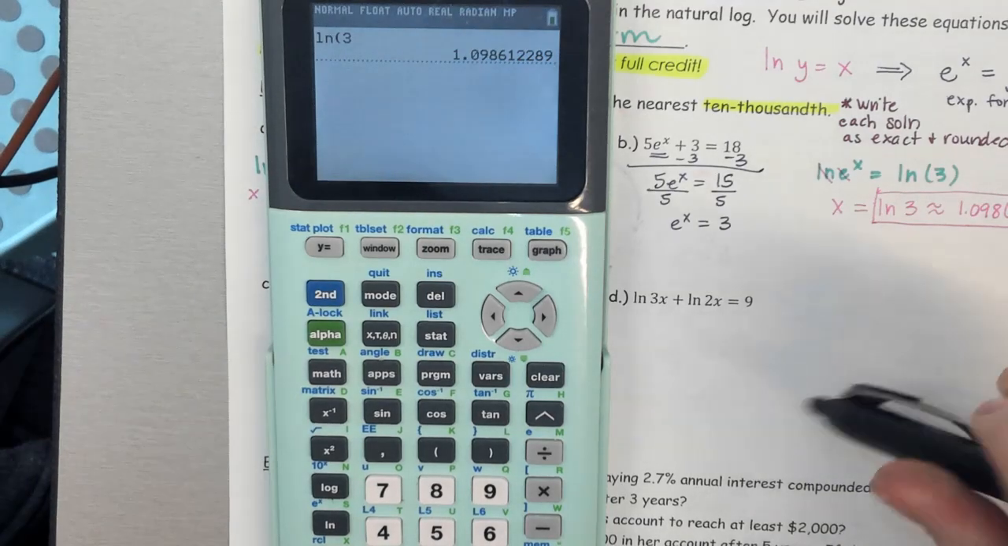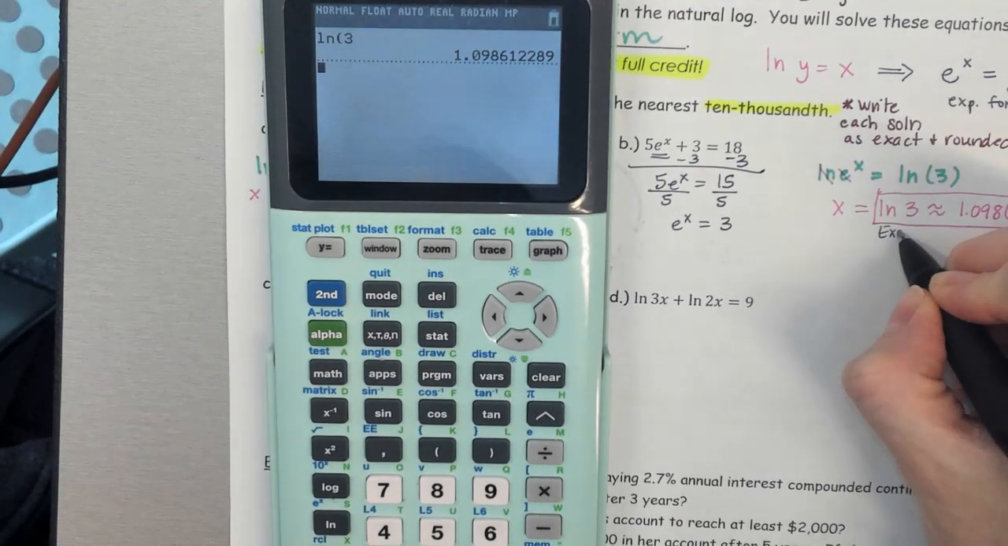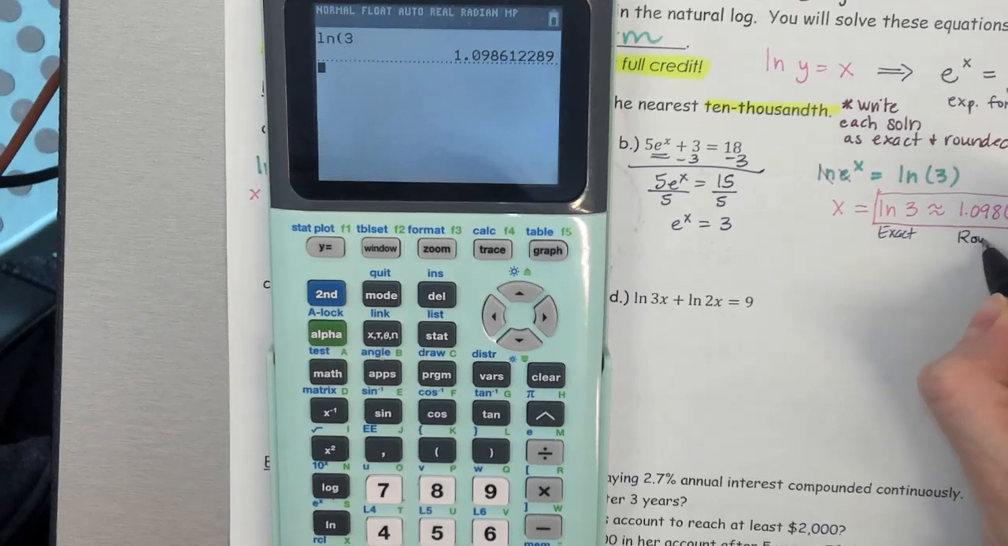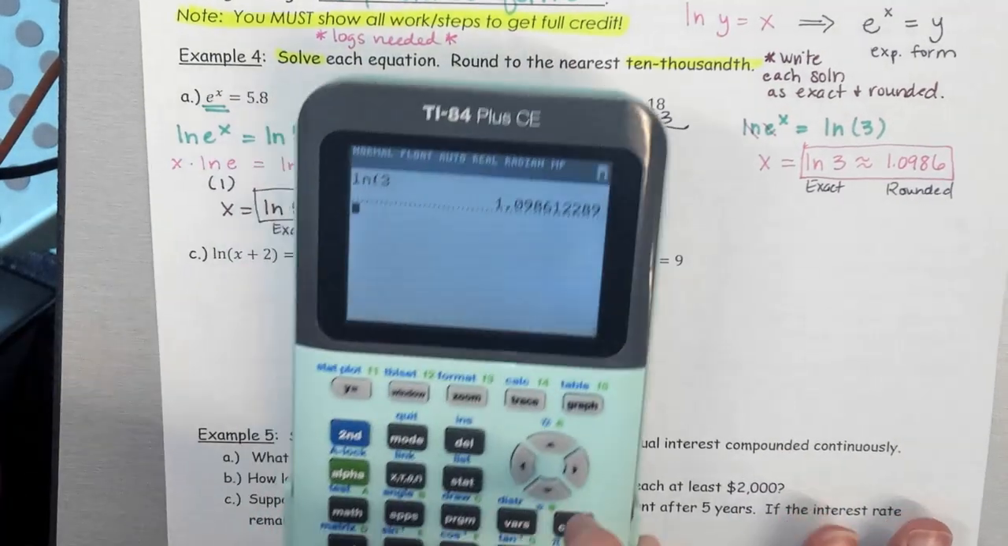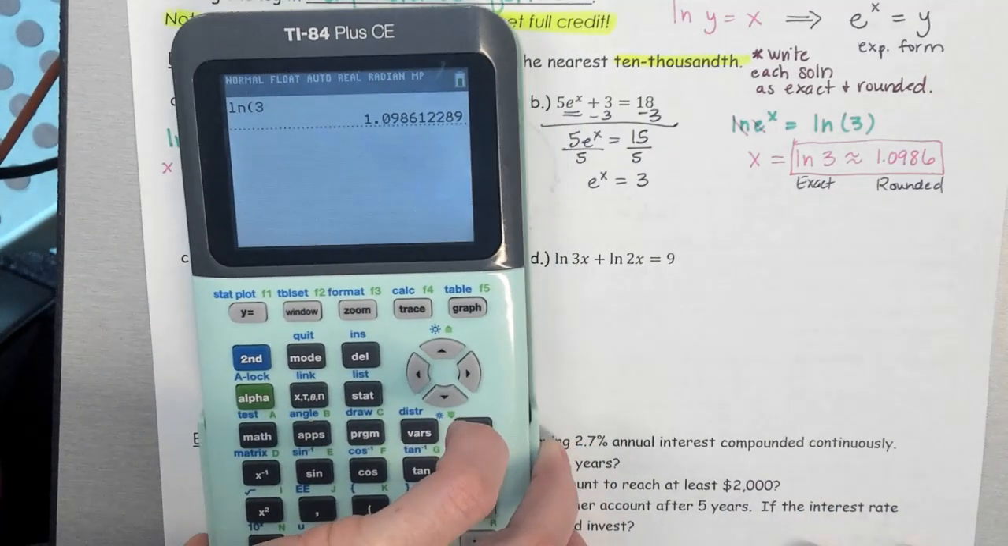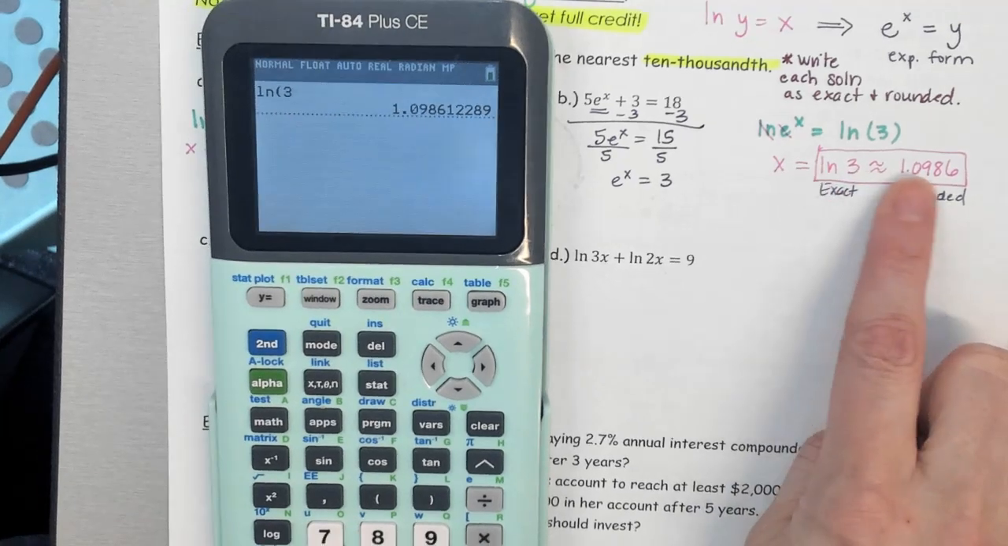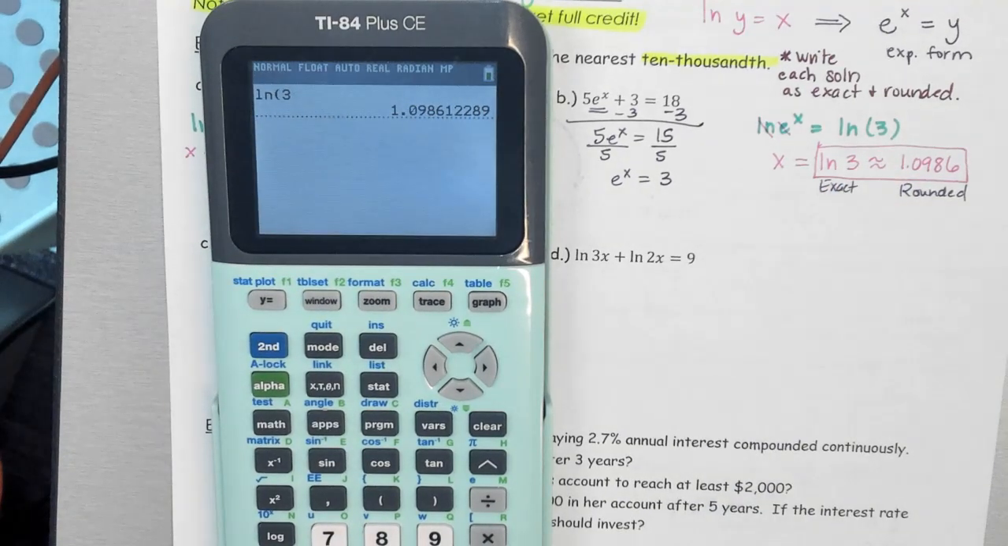Okay, and then in your notes, I'm just labeling for you which one is the exact and which one is the rounded to help you differentiate. Okay, and in your homework, you can just put each one there. That's fine. All right, and then let's look at C and see what's a little bit different about part C.